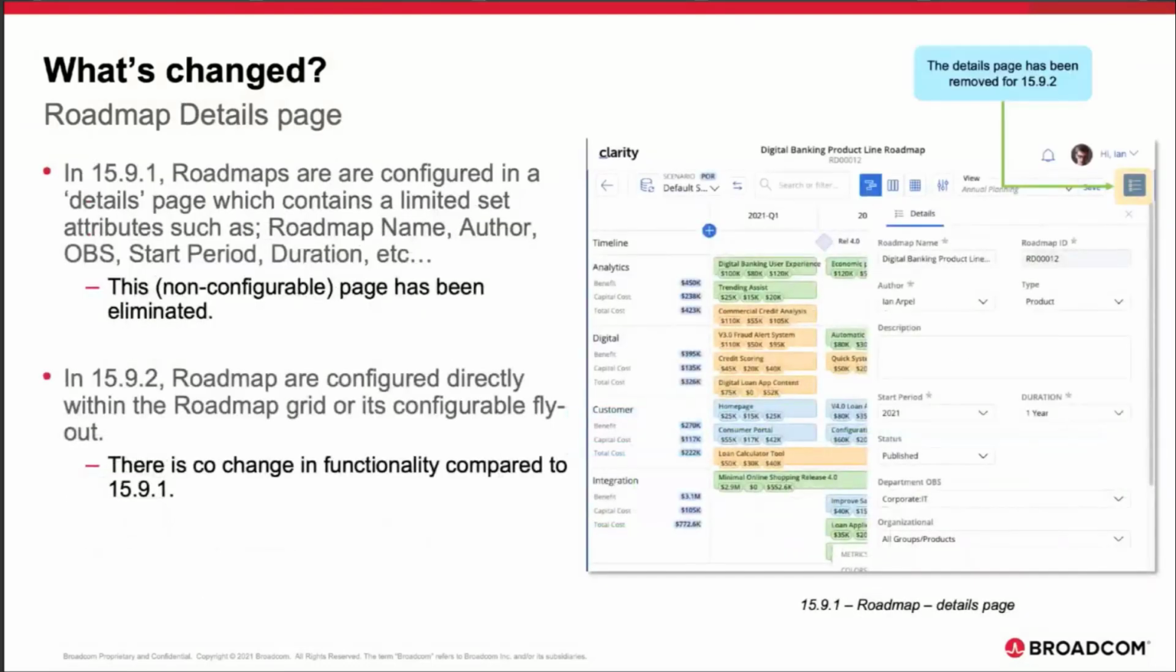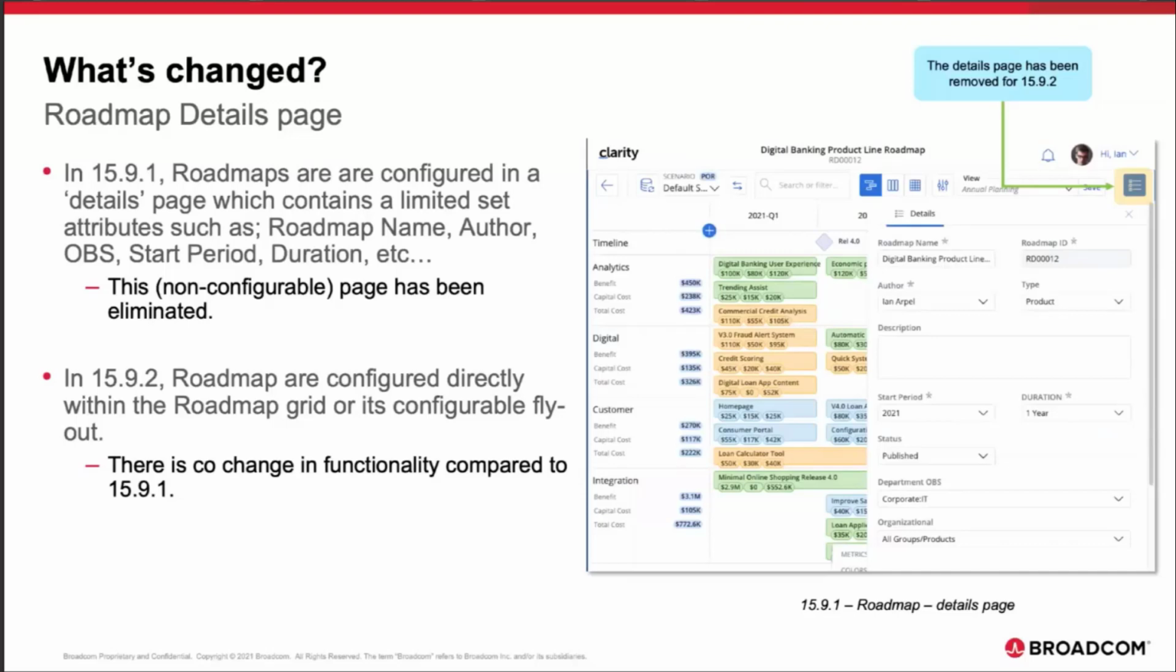The roadmap details page. In 15.9.1, roadmaps are configured in what we'll call a details page, which you would access through that upper right button wherever you were on a given roadmap. It had a limited set of attributes such as roadmap name, author, OBS for security, and start and duration to set the parameters for the roadmap. So this non-configurable page has been eliminated.